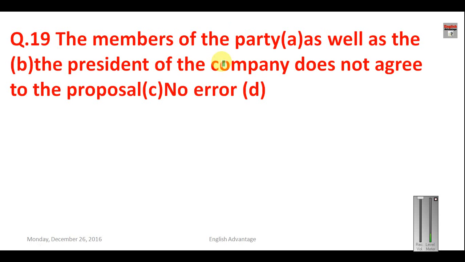Question number 19 says, the member of the party as well as the president of the company does not agree. Now in these kinds of questions where you use this phrase "as well as", the verb agrees with the word that comes before "as well as". Here before "as well as" we are talking about members, and members is considered plural, so here in place of "does not" you have to say "do not". So here your answer will be C.